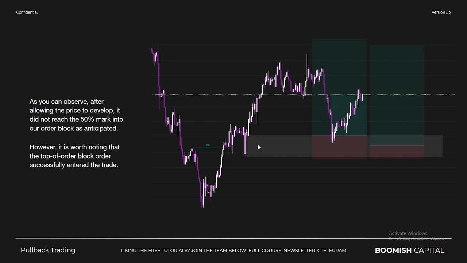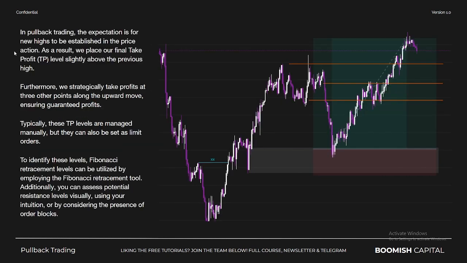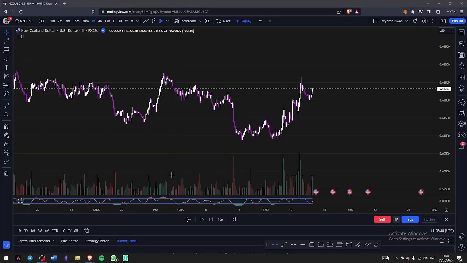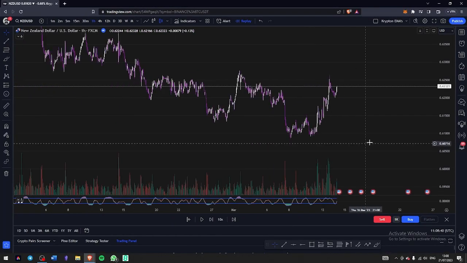What I'll do here in a second is, after this trade plays out, you can see that it puts in a new high. So that's kind of with pullback trading, you want to see a new high put in. And you can see here the new high was in fact put in. So now we're going to just see kind of in practice what this looks like here.